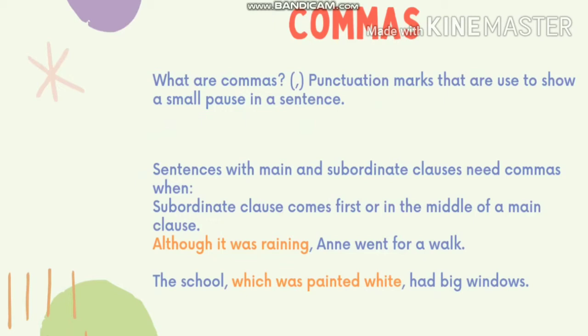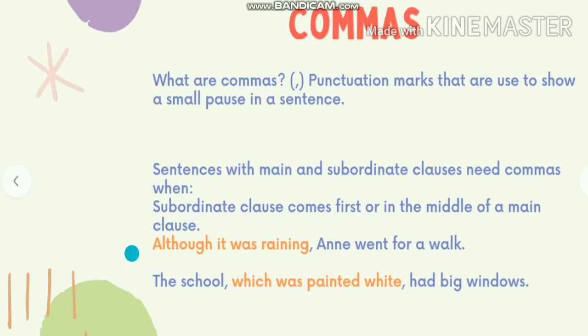But in which situation do we need commas? Okay, we have to know the position of the subordinate clause. I repeat, we have to know the position of the subordinate clause, the one that cannot stand alone, or the one that doesn't make sense. If the subordinate clause comes first, or in the beginning, or in the middle of a main clause, we need a comma or two commas. Let's take a look at the example to get it clearer.